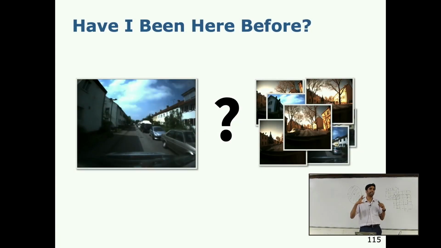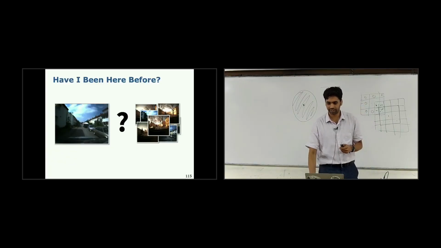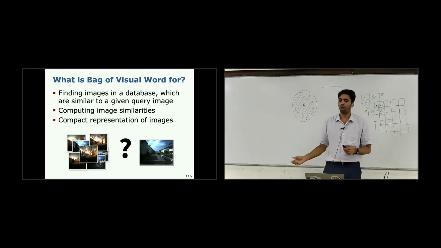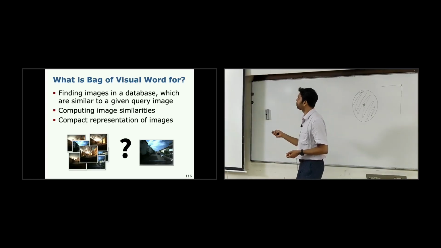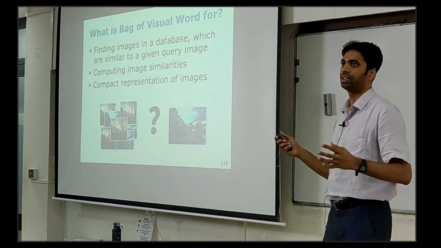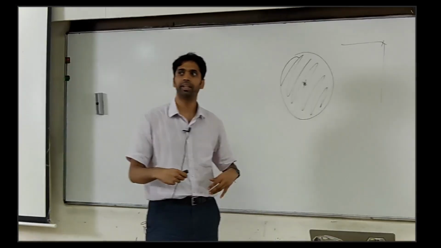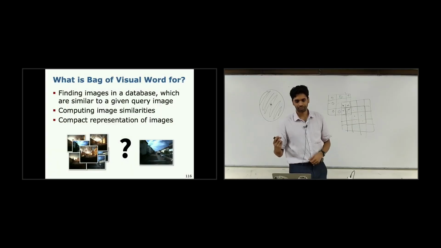We want to put together some of the tools that we learned today in order to achieve this task. So formally speaking, the place recognition problem is that of finding images in a database which are similar to a given query image. The current image is called a query image, and the database images are typically called reference images.